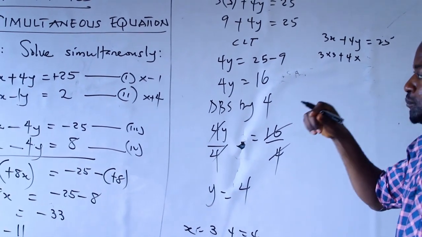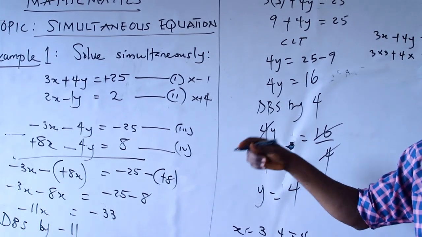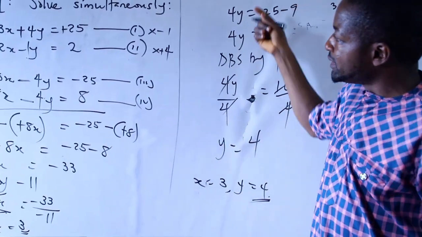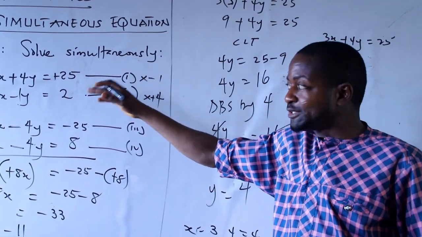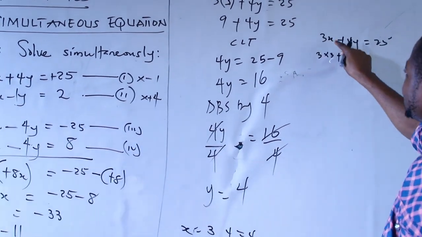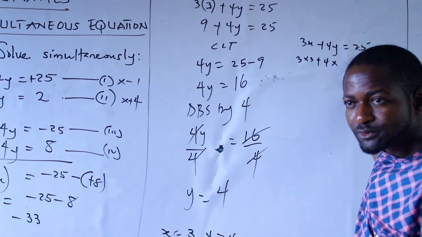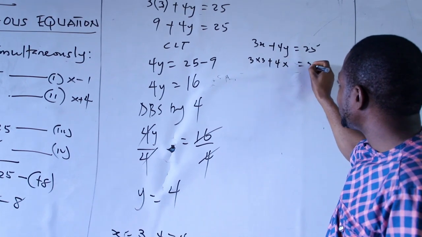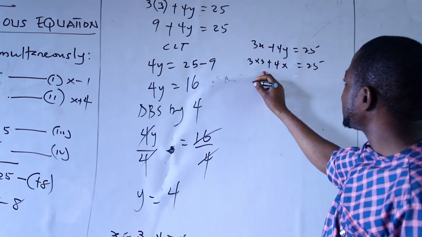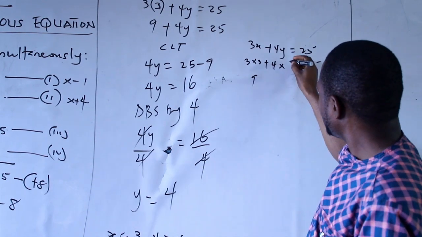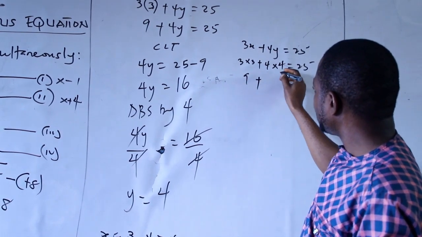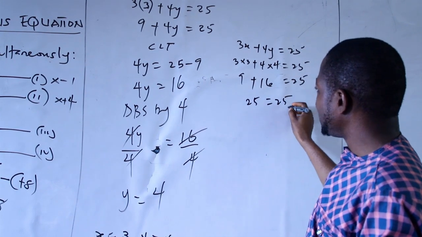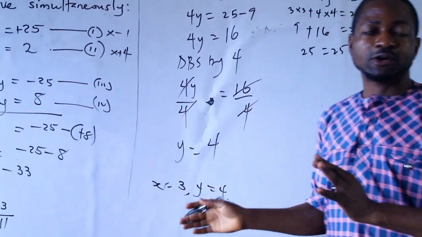Okay, now I was about showing you how to check whether your answer is right or wrong. All you need to do is substitute the values you have gotten for x and y into the two original equations given to you. Now equation 1 is 3x plus 4y equals 25. So all you need to do is substitute the value of x and the value of y, then see whether you get 25 on both sides. Now 3 times 3 is 9. Then y is 4, so 4 times 4 is 16. So 9 plus 16, you have 25 is equal to 25. That means the values we got for x and y are correct.